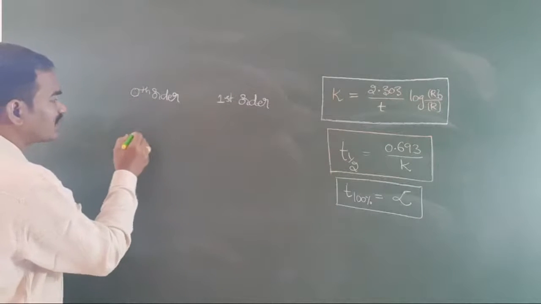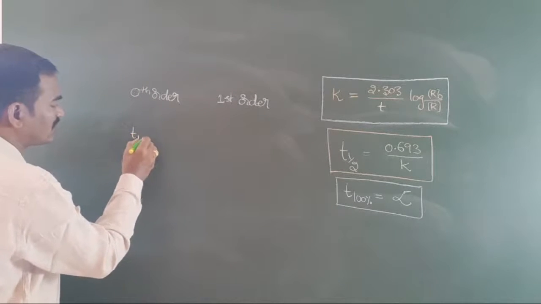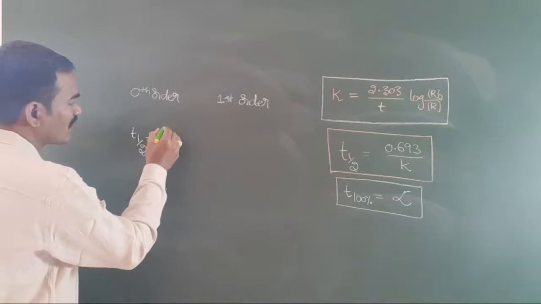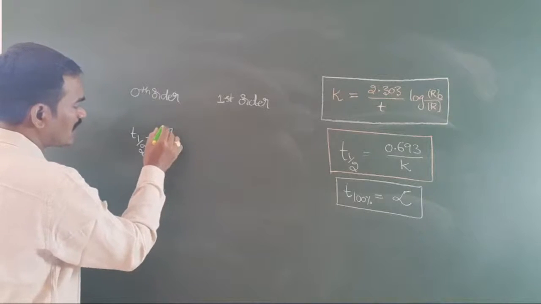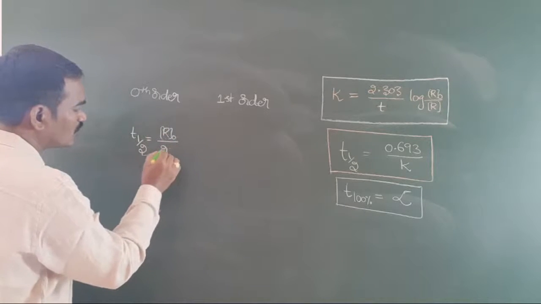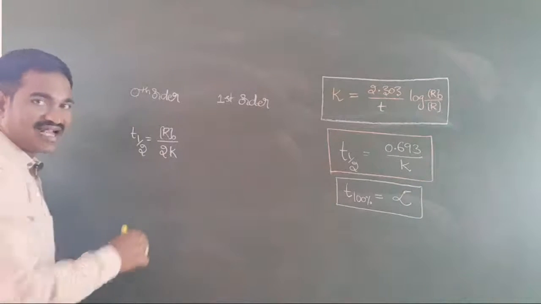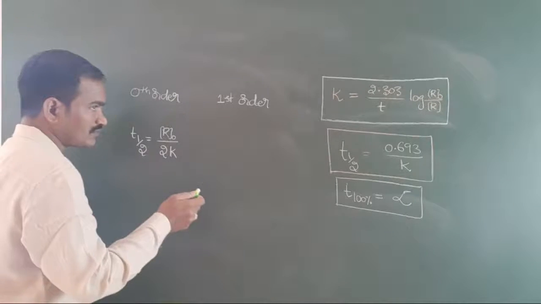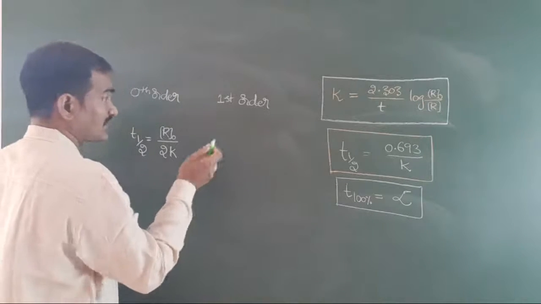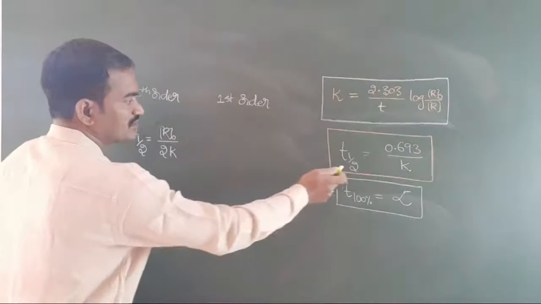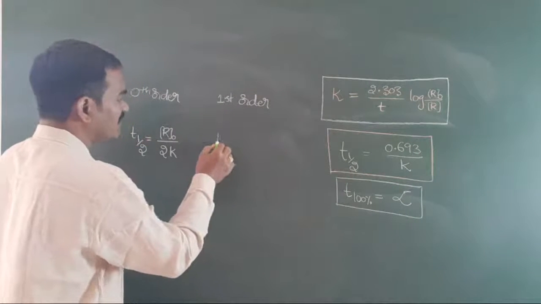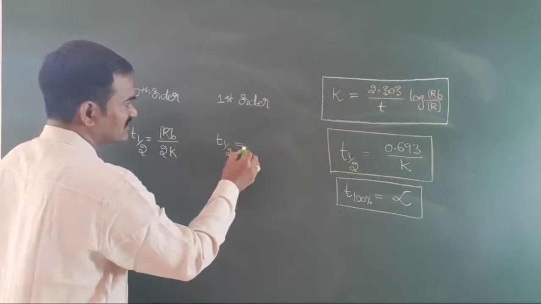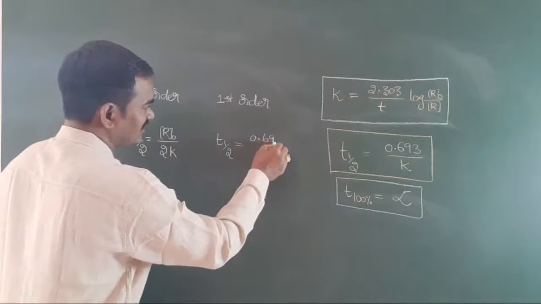Here, half-life formula for zero order: T half is equal to, what is T half equal to? R naught by 2K. In the last class, I think class number 5 or 6, we derived it. So now here, half-life for first order is 0.693 by K.